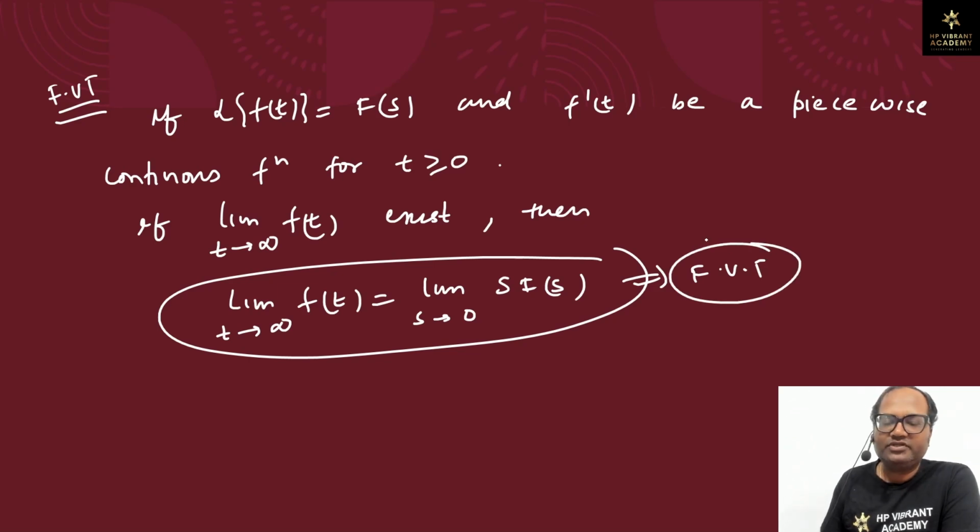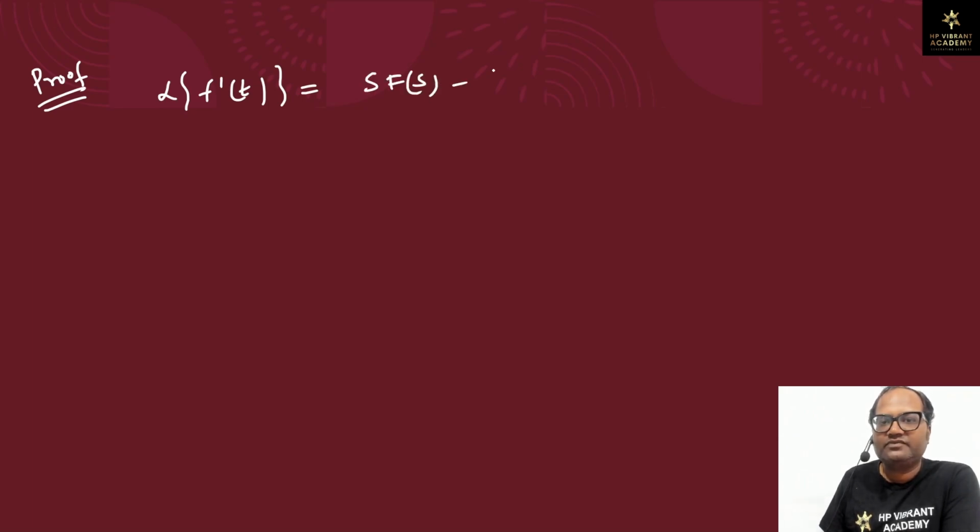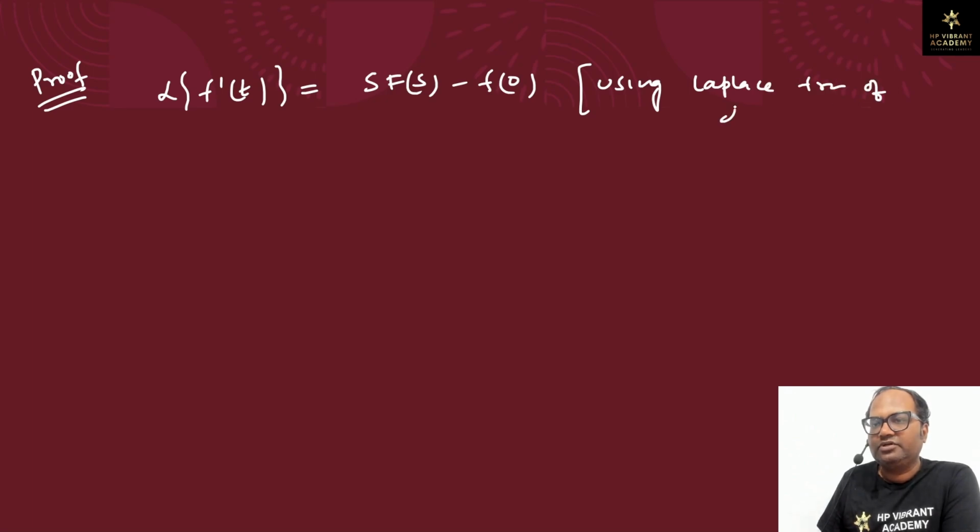Okay, so let us prove this. How we can prove this? Let us prove this. Okay, so we have the Laplace transform of f dash t is equal to sF(s) minus f(0). Using Laplace transform of derivative, we have already discussed this. Okay, so now let us apply the definition of the Laplace transform.